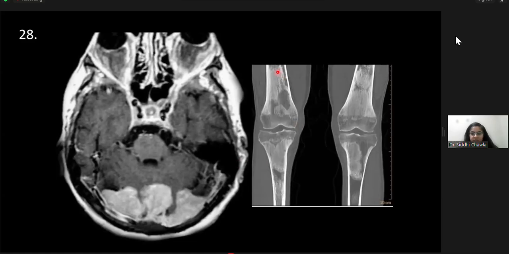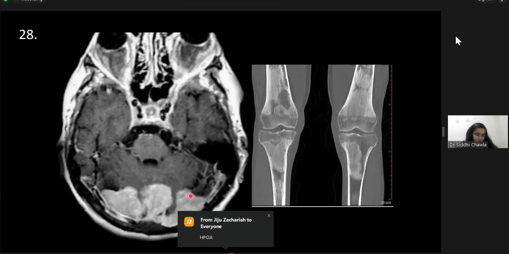What do we see? We see multiple lytic sclerotic lesions which are affecting the bones bilaterally, and we have this enhancing soft tissue that we can see along the cerebellum. What do you think the diagnosis is? What are we dealing with?